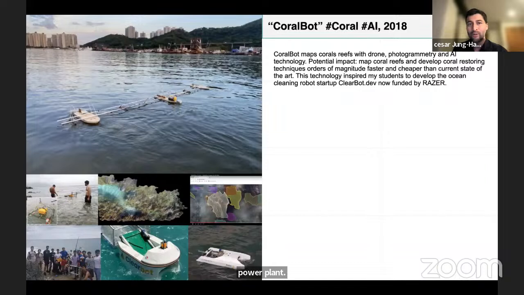In Hong Kong, we developed our own sailing robots to map coral reefs. So this is a machine. It's basically a boat with multiple cameras that takes thousands of pictures, all built in Makerbay, and using AI to classify the coral and essentially study the coral population there. That was in collaboration with HKU, Hong Kong University. One of my students from HKU made this into a company called ClearBots. They recently raised money from Razer and Microsoft and a bunch of other companies. So they are building those robots to gamify plastic collection in the ocean.